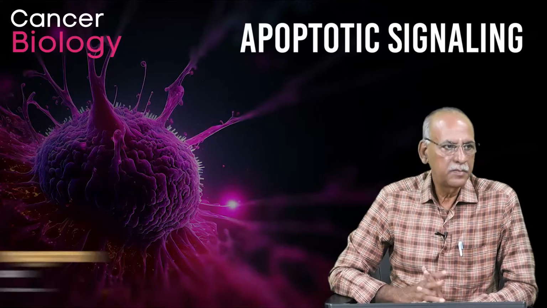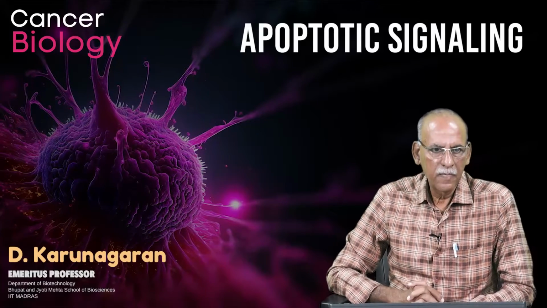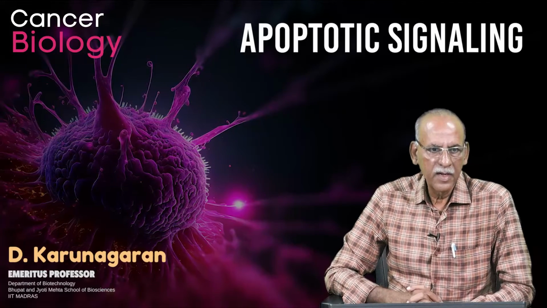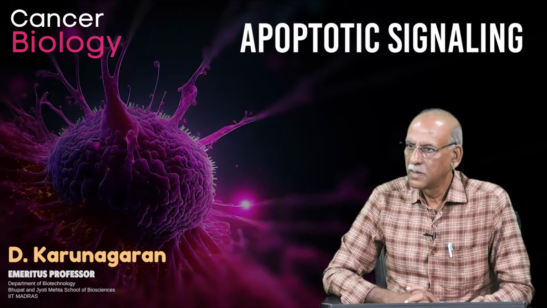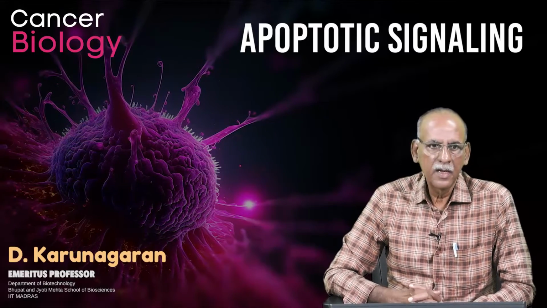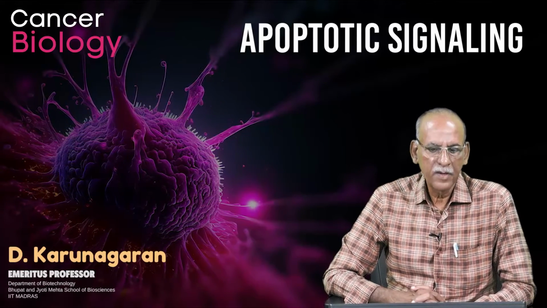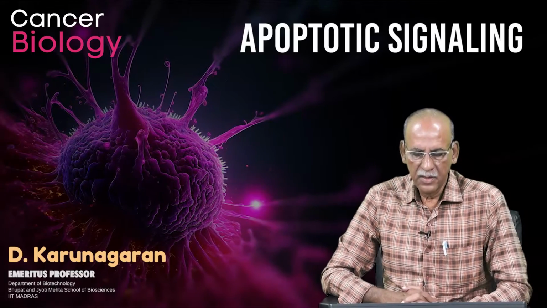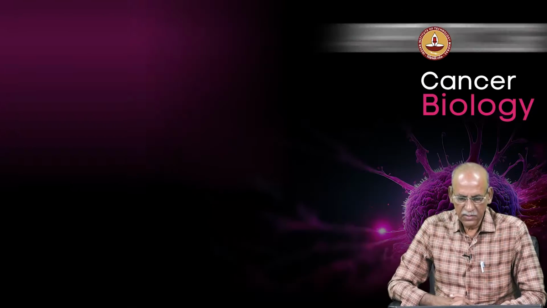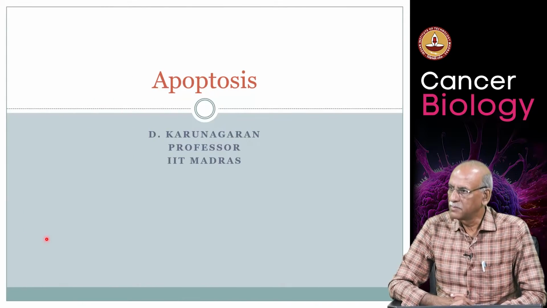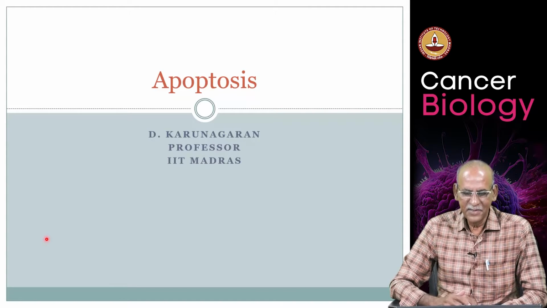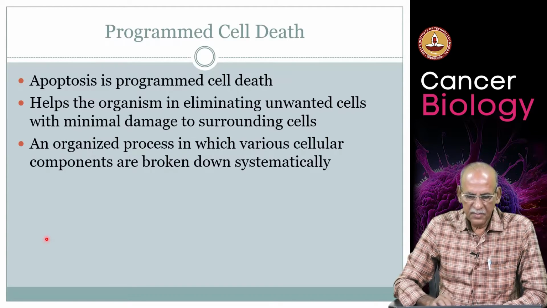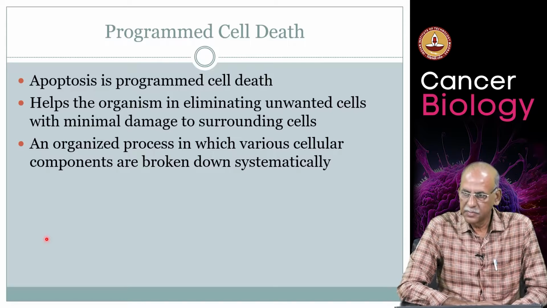Today we will talk about another signaling pathway which is very important in cancer. I will tell you why it is very important. All of you are familiar with what is called apoptosis. Some people pronounce it as apoptosis also. The P is silent, I believe. It is a programmed cell death.